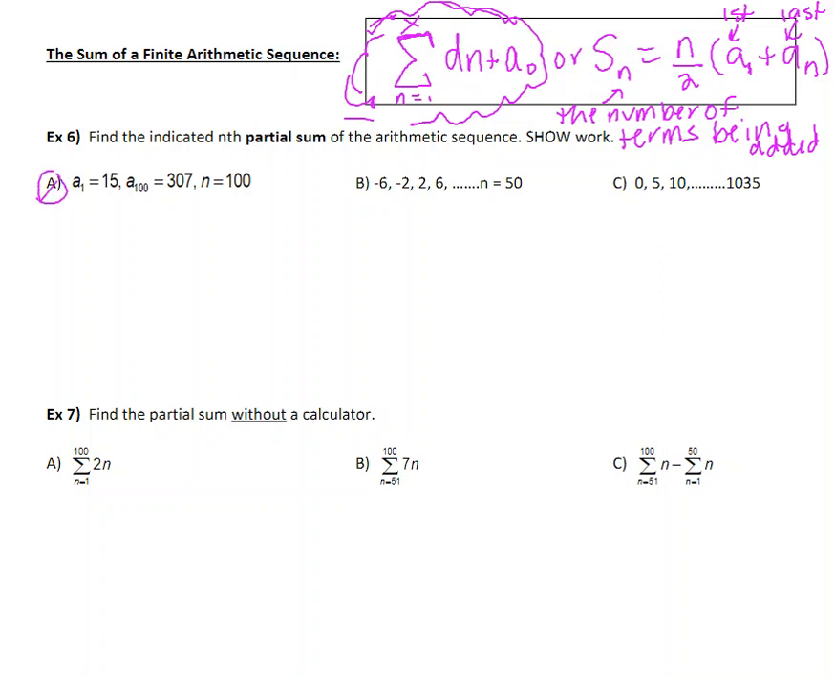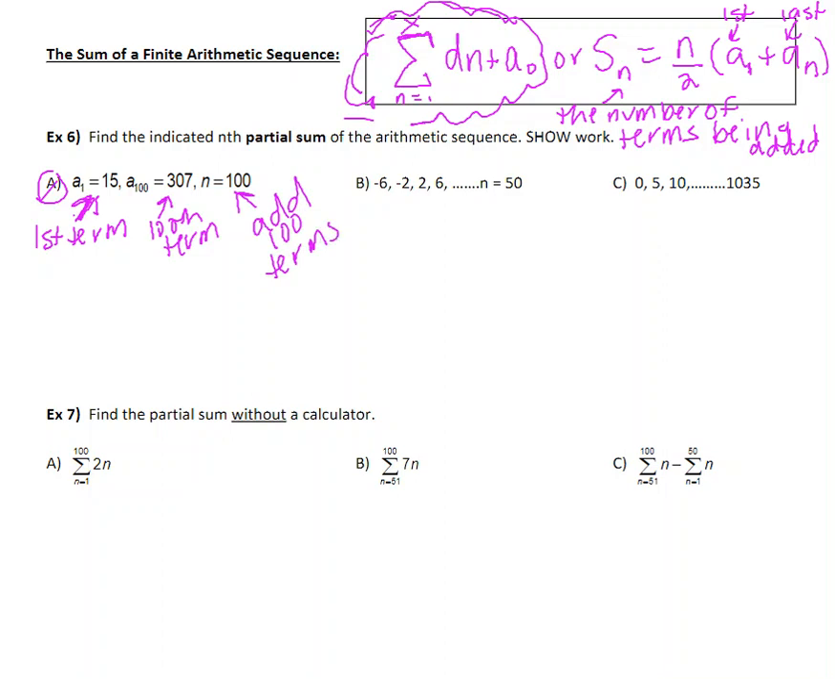So if you take a look at example 6a, it says find the indicated partial sum of the arithmetic sequence. I want you to look at what they're giving you. They're giving you the first term, and they're giving you the 100th term. And this is how many of the terms they're telling you to add together. So they're saying add together 100 terms.